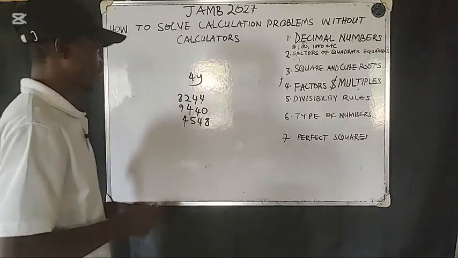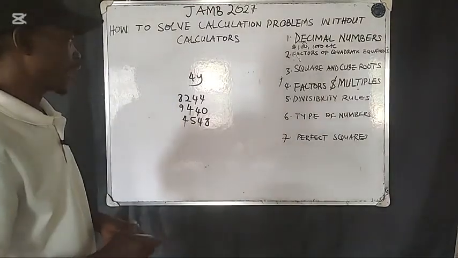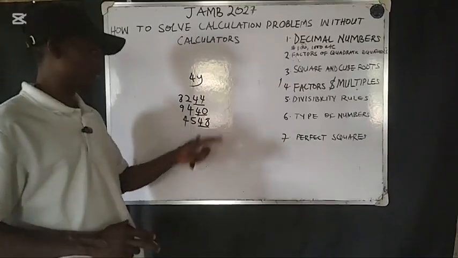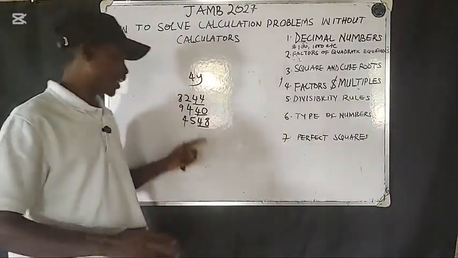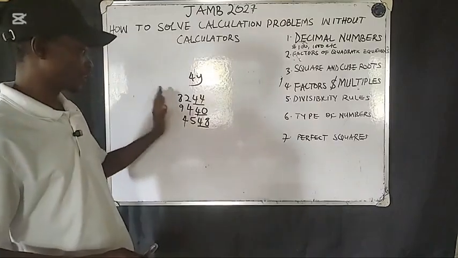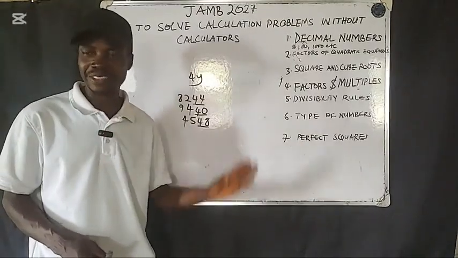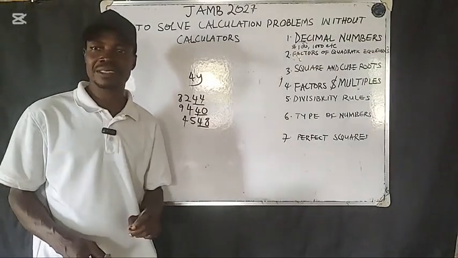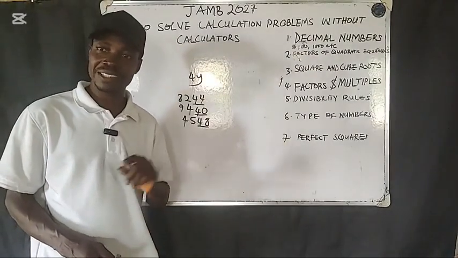Now these numbers, 4 can divide them. How do we know? The last 2 digits, look at them. The last 2 digits form a number that 4 can divide. Can 4 divide 44 without remainder? Yes. Can 4 divide 40 without remainder? Yes. Can 4 divide 48 without remainder? Yes. That means 4 can divide any of these numbers without doubt. Why? Because the last 2 digits form a number that 4 can divide.